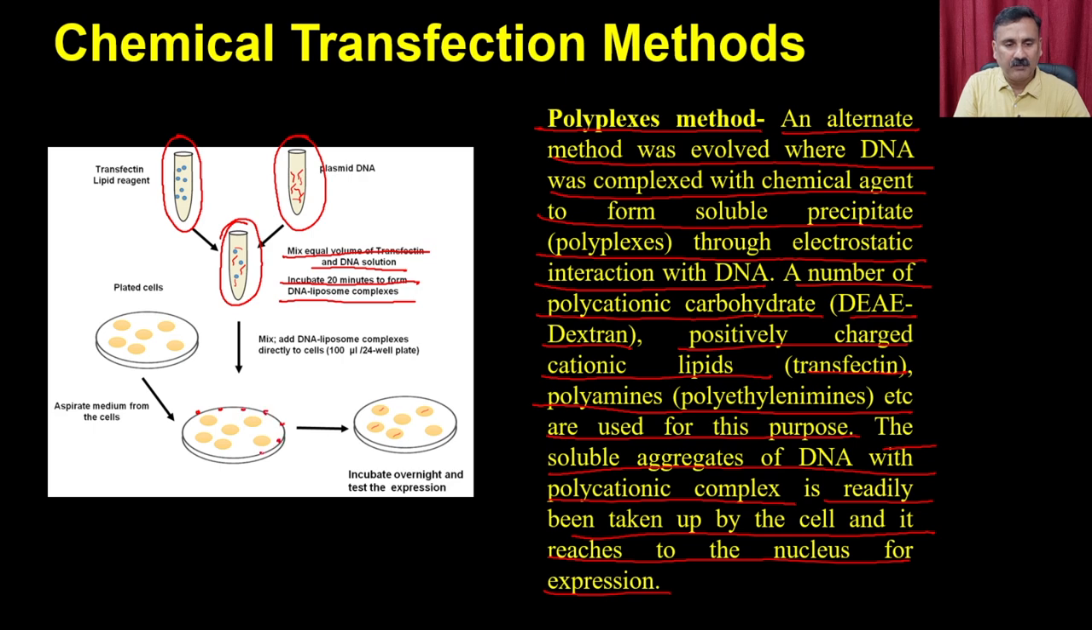When you add it dropwise, it is going to spread, and since it is a soluble aggregate, it's still going to form aggregates. These are going to be taken up by the cell, and that's how you are going to get the expression in these cells. So the DNA will enter inside the cell, and then the DNA will go to the nucleus for the transfection as well as translation.